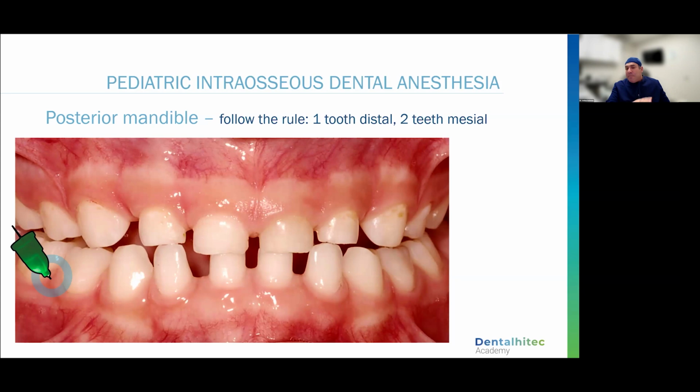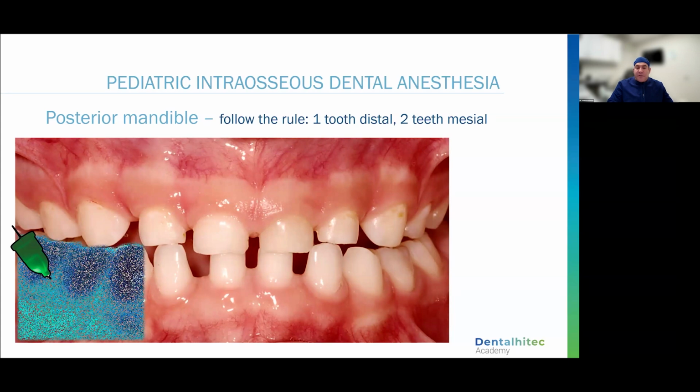Let's talk about the most basic intraosseous injection, the one that I recommend starting with. This is your, quote unquote, pediatric IO. You're now just going to take over from your block. You're going to anesthetize and enter between S and T. In this case, I'm giving a quarter to a half carpule of local anesthetic. When I do that at 1 to 200,000, I know I'm going to have profound anesthesia, 1 tooth distal and 2 teeth mesial. That I can guarantee you.